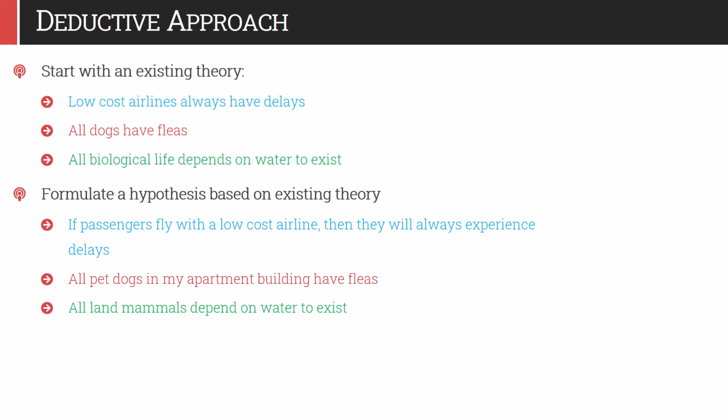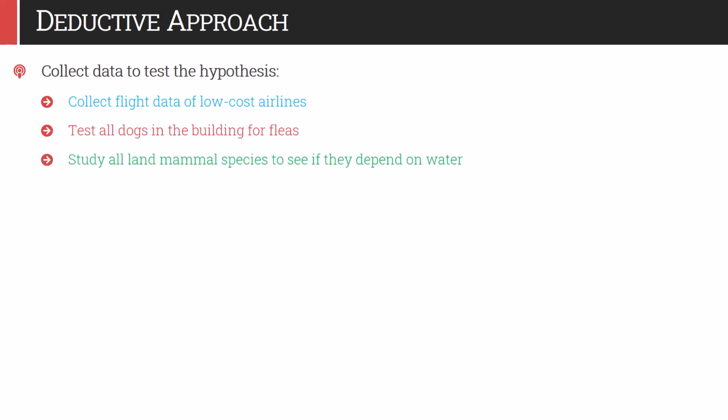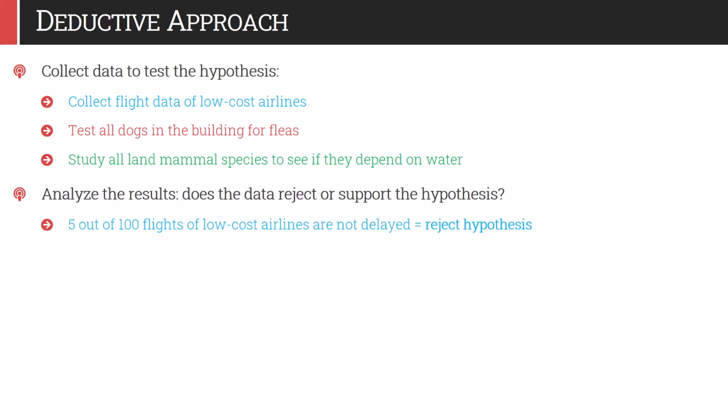So from entire biological life, we have reduced its scope to all land mammals. So what we are doing in this approach is basically, we collect the data and we try to test the hypothesis. So we can collect flight data of a few low-cost airlines, we can test all dogs in our building for the fleas, or we can study all land mammal species to see if they depend on water or not.